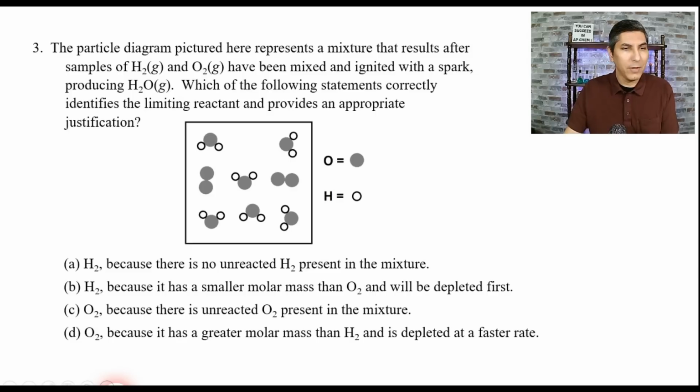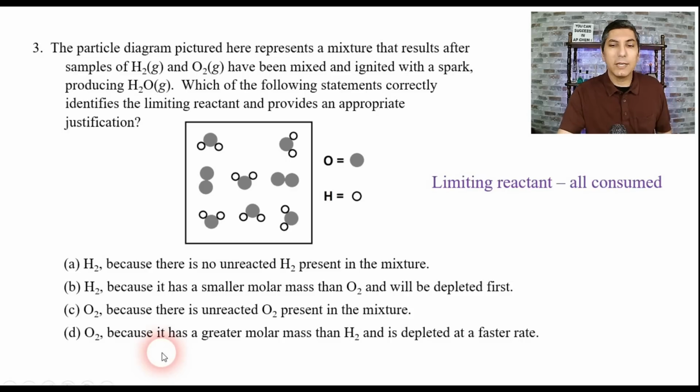Question 3 asks us about this particle diagram here. It says the particle diagram pictured here represents a mixture that results after samples of hydrogen gas and oxygen gas have been mixed and ignited with a spark, producing water vapor. Which of the following statements correctly identifies the limiting reactant and provides an appropriate justification? So once again, we have 2 reactants in this reaction. We have hydrogen, H2, and O2, oxygen.